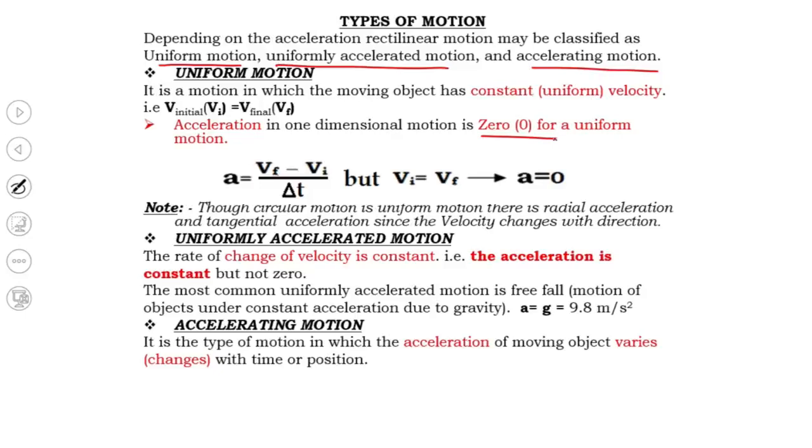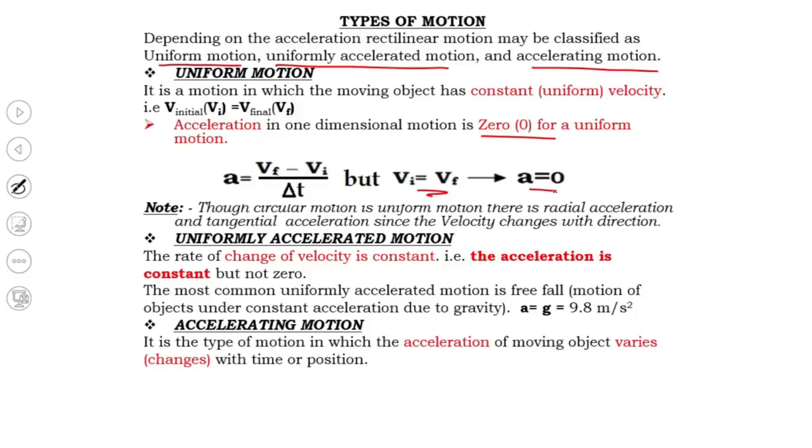We know that we define acceleration as the final velocity minus the initial velocity over time t. But velocity initial and velocity final are equal. If you subtract equal numbers, it will give you 0. Therefore, keep that for a uniform motion, acceleration is 0, but velocity remains constant.